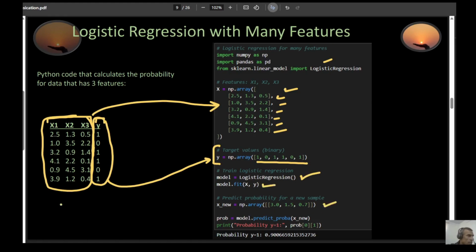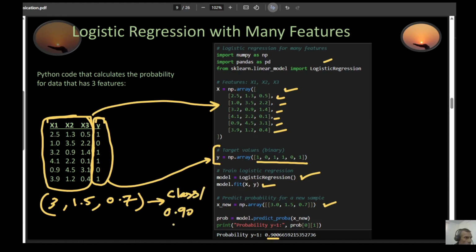So in this case, I'm specifying the values 3, 1.5 and 0.7. And I'm trying to make a prediction on these three numbers, or what would be my output. Well, it comes out to be 0.90. In other words, the probability that this point belongs to class 1 is 0.90. In other words, there is a 90% chance this point belongs to class 1. So this point belongs to class 1.